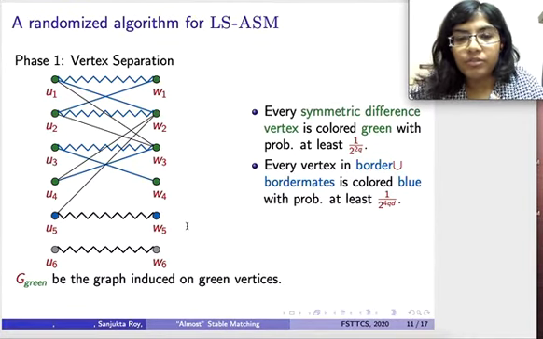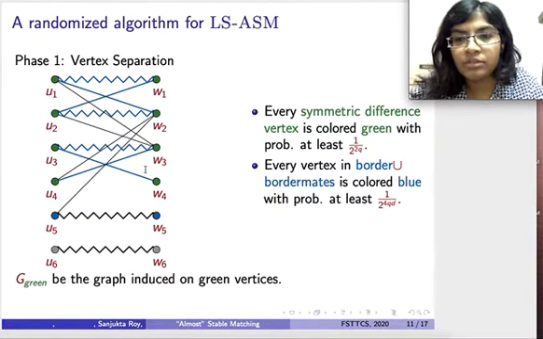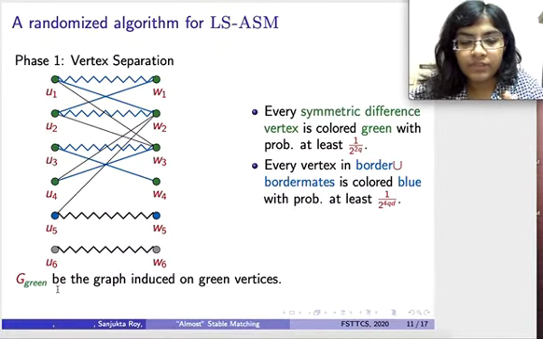So after we do this, we want to focus on the graph induced on the green vertices. Okay, so what did we achieve here? With this much probability, we have colored all these vertices green, so all the endpoints of the symmetric difference vertices are green. If I look at the graph induced on green vertices, we definitely have separated out the symmetric difference vertices from their neighbors, right?